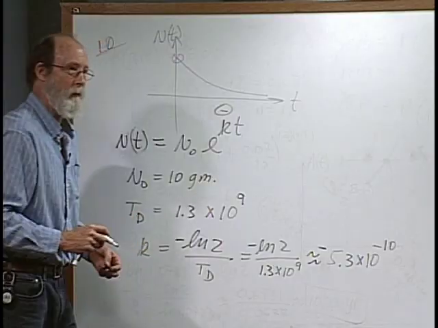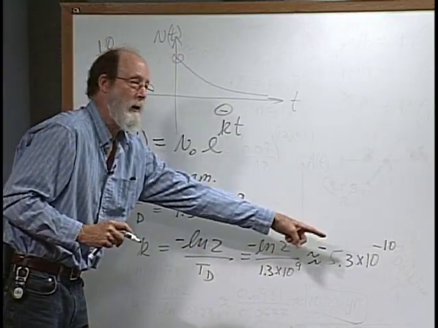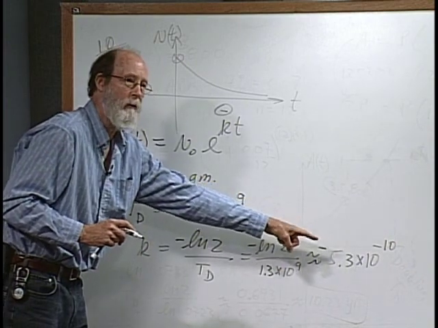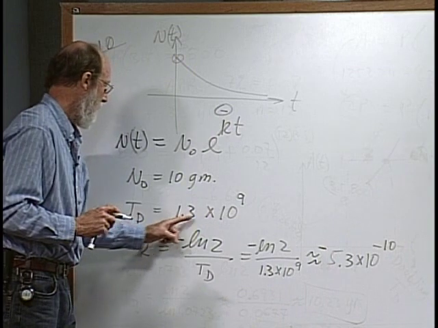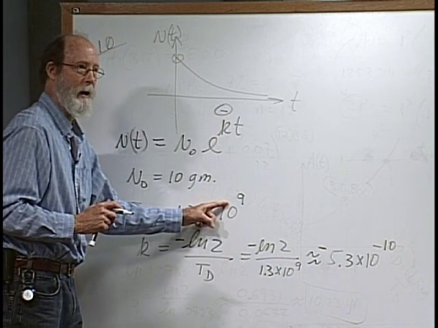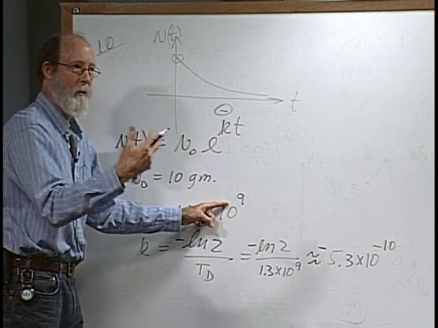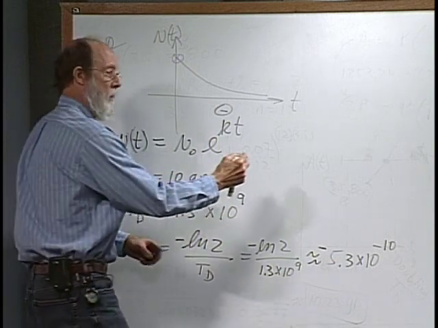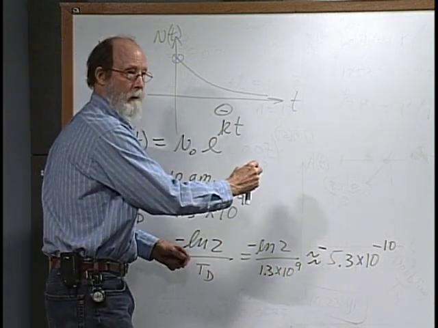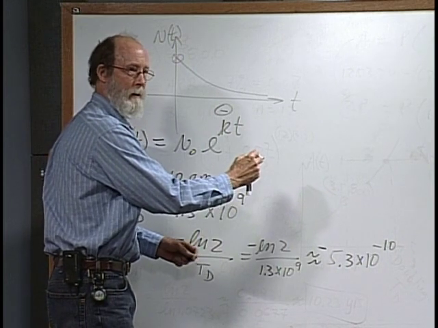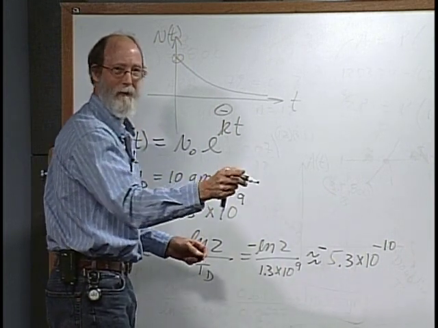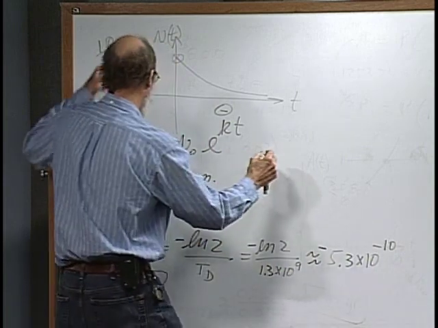Let me show you why that result comes out. And it's a very tiny number. That's a decay rate. Very slow decay rate, as expected, because it takes a huge amount of time for this thing to decay to half of its original radioactivity. Here's the math. Okay, forget the calculator now. You need to learn how to read those numbers, though.